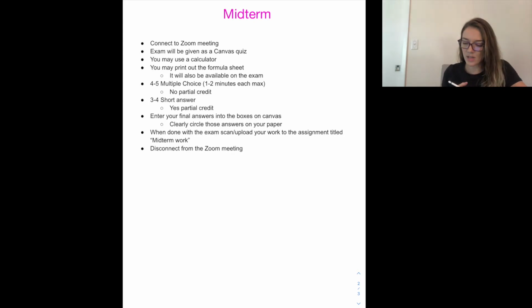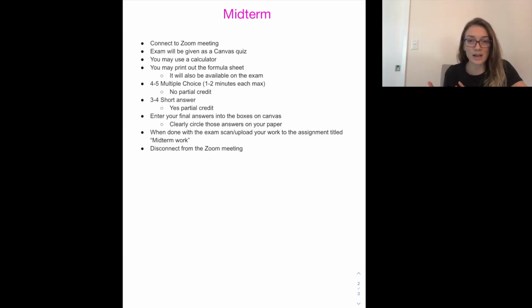Then the exam will consist of 4 to 5 multiple choice questions. The multiple choice questions aren't intended to take a long time. They're not intended to be computationally intensive or even really require you to use your calculator. You should spend like 1 or 2 minutes on each multiple choice question max. They're the kind of questions where either you know it or you don't. And if you find yourself going through a lot of calculations and spending a lot of time on a multiple choice question, that's not really the best strategy since they're only worth 5 points each. You don't want to spend too much time on the multiple choice.